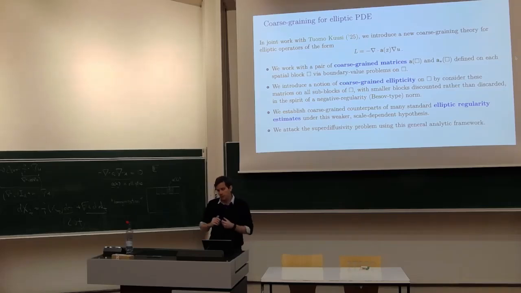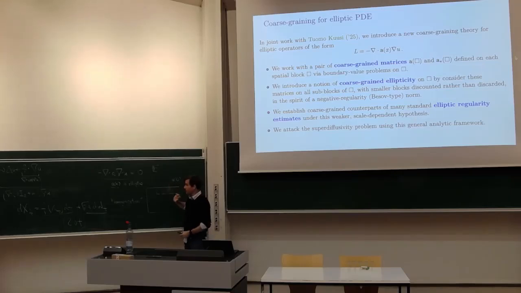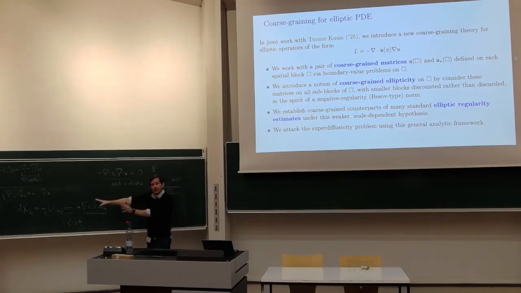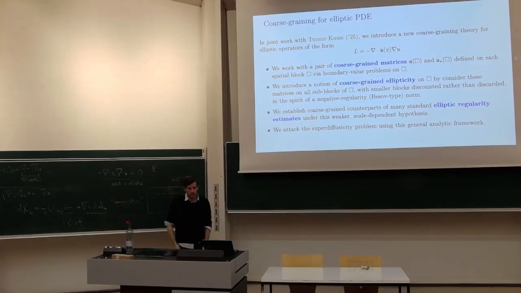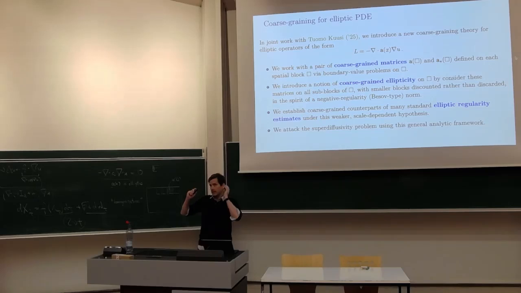Because we need to use elliptic estimates in our proofs, but we need to not use any information about the small scale, which means we cannot use information about A of x. In particular, we cannot use information about the ellipticity constants. So we have to come up with coarse-grained ellipticity constants and show that we can get all the same estimates that you can get in elliptic regularity in this coarse-grained way.